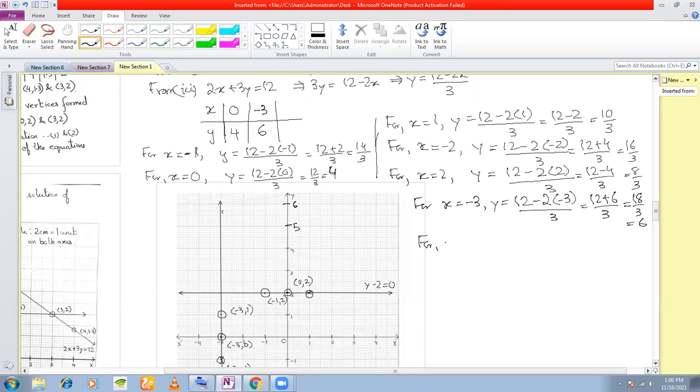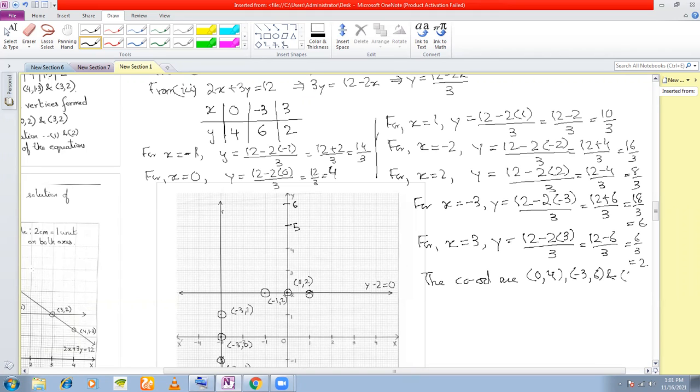Let's take another value. Let's say x is equal to 3. So 12 minus 2 into 3 divided by 3, which is equal to 12 minus 6 divided by 3. 6 by 3, 2. Okay, with this value also we can take 3. For x is equal to 3, we're getting y is equal to 2. Let's plot these points here. The coordinates are 0, 4, minus 3, 6, and 3, 2.